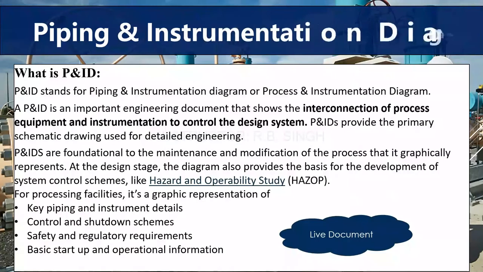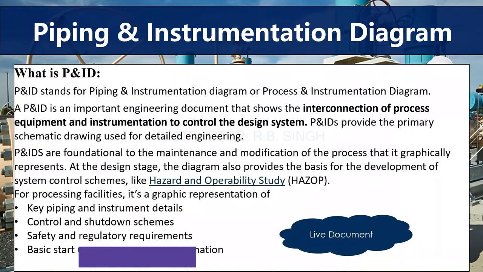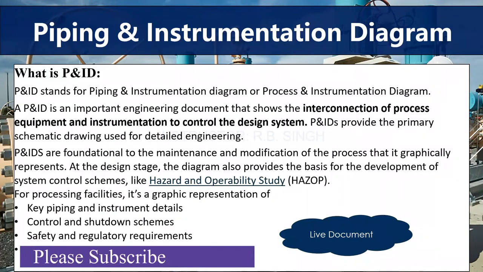What is P&ID? As I told you, P&ID stands for Piping and Instrumentation Diagram or Process and Instrumentation Diagram. So P&ID is an important engineering document that shows the interconnection of process equipment and instrumentation to control the design system. P&IDs provide the primary schematic drawing used for detail engineering. P&IDs are fundamental to the maintenance and modification of the process that is graphically represented.